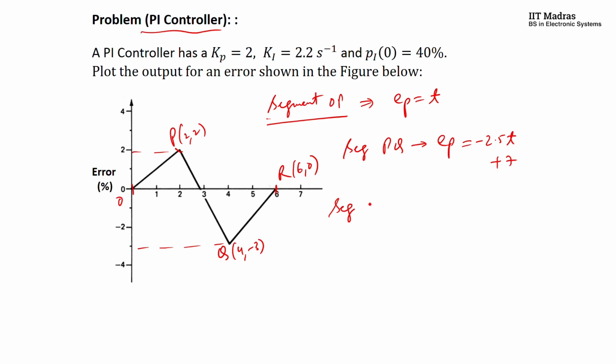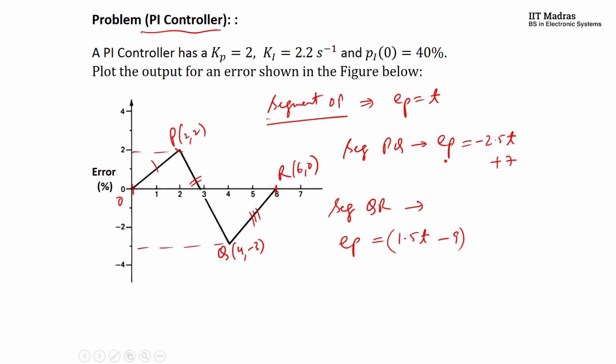Then you have the segment QR, wherein the error is represented as 1.5 times T minus 9. So this is the segment QR. So there are three segments. First segment, maybe I'll designate it differently: the first segment, the second segment, and the third segment, and they have their own error curves.